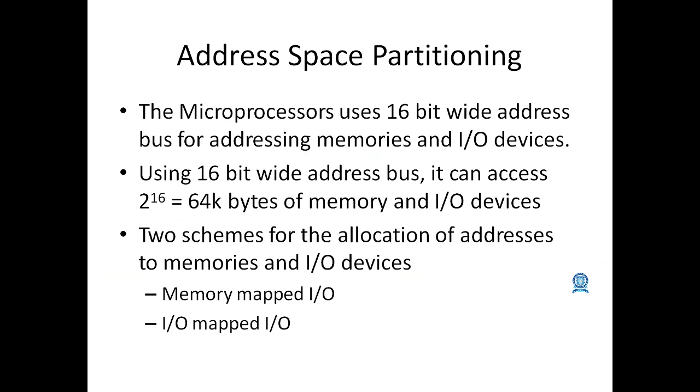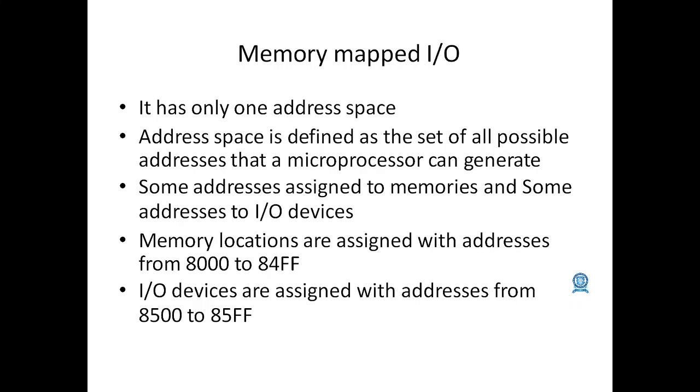The address space partitioning. The microprocessor uses a 16-bit wide address bus for addressing memories and input-output devices. Using a 16-bit wide address bus, it can access 2 power 16, that is 64 kilobytes of memory and input-output devices. Two schemes for allocation of addresses to memories and input-output devices are memory mapped input-output and input-output mapped input-output.